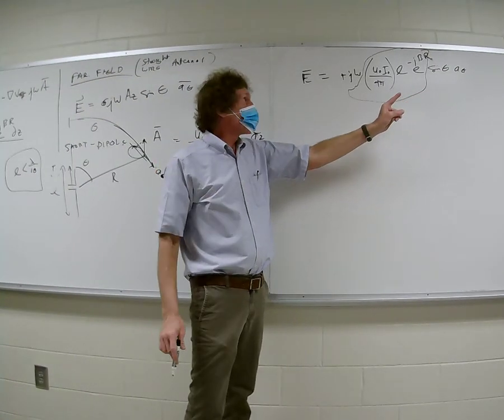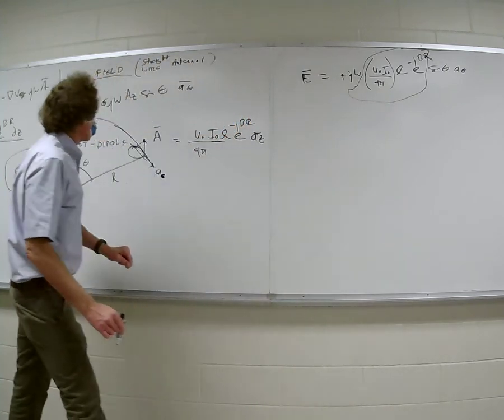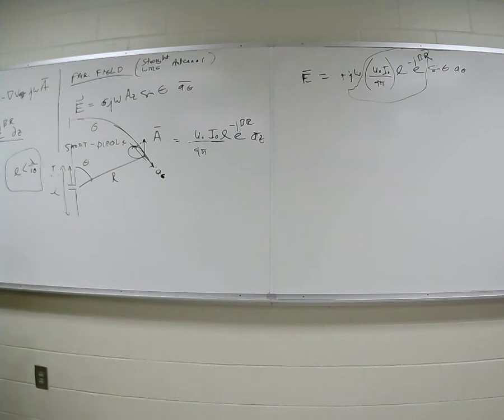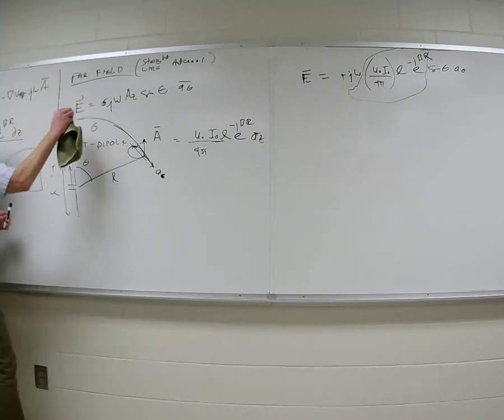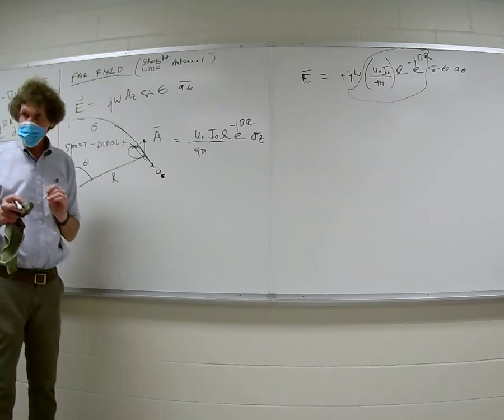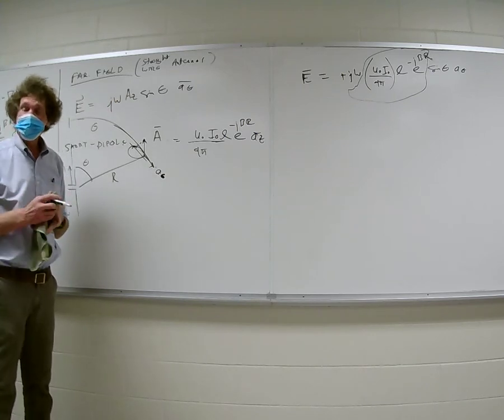You can get it by taking the value of AZ, multiplying it by j omega, and multiplying it by sine theta. Are you with me? Now, why is that so good? Because you guys did a curl, some of you, didn't you?